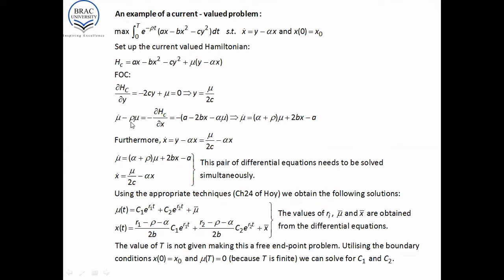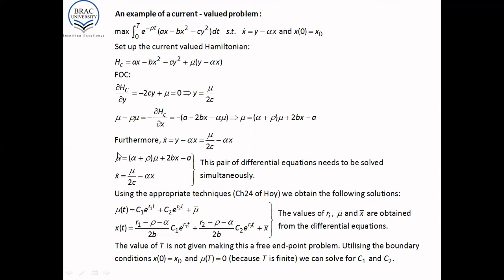Then you have mu dot minus rho mu is equal to minus del hc by del x. So when we partially differentiate hc with respect to x, we get minus a minus 2bx minus alpha mu, which implies that mu dot is equal to alpha plus rho mu plus 2bx minus a. Furthermore, we have x dot is equal to y minus alpha x, right? But y is equal to mu by 2c, so we have mu by 2c minus alpha x.